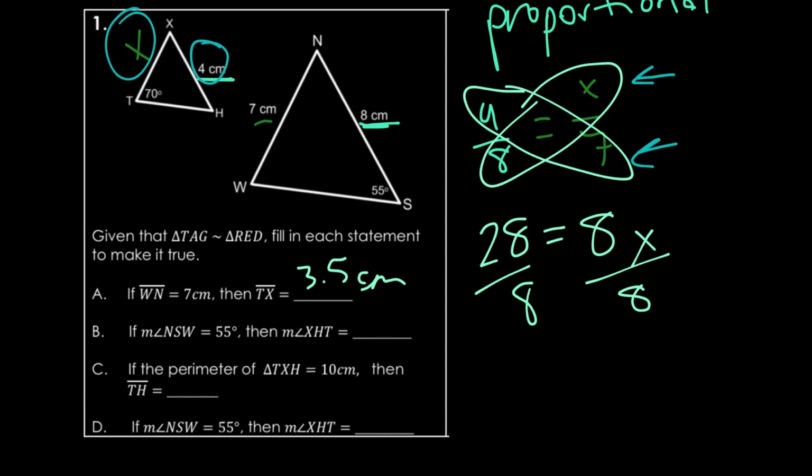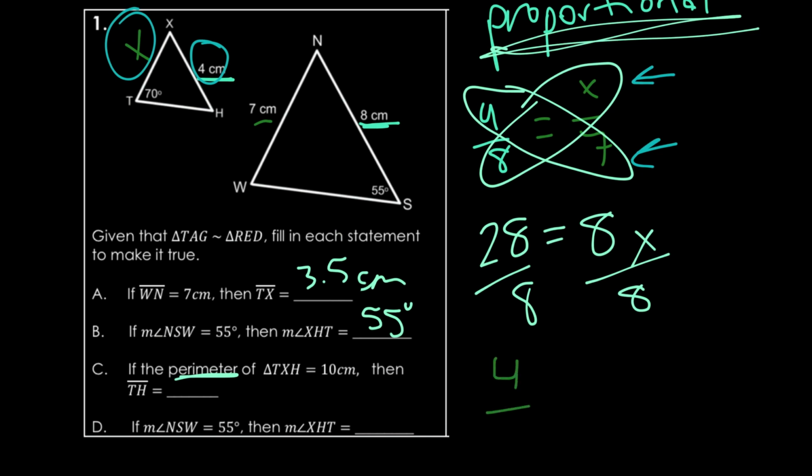If angle NSW equals 55, then XHT, well, once again, these are corresponding angles. The triangles are similar, so we know that the angles are congruent. Now, just like side lengths are proportional, perimeters are proportional as well, and they must match the ratio I just established. So I'm still going to use 4 over 8 because that's my key here. That must equal 10 over x, because 10 matches my small triangle.